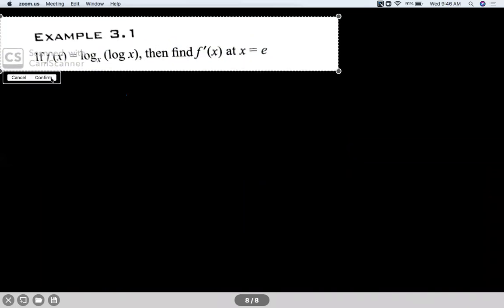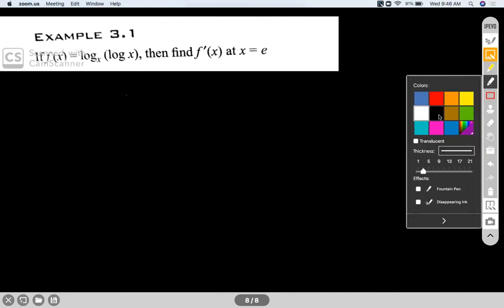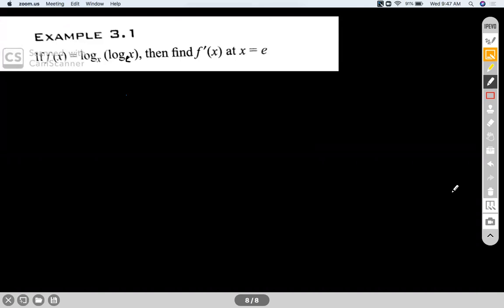Here comes another problem for you. If f of x is log of log x to the base x, please note that this inside log has a base of e, but outside log has a base of x. So this is your e. Find f dash x at x equal to e. By the way, many books will also write it as find f dash of e. That means the same thing as finding this. So after differentiating, put x as e. Tell me the answer. Again, let's have just 3 minutes for it, not more than that.